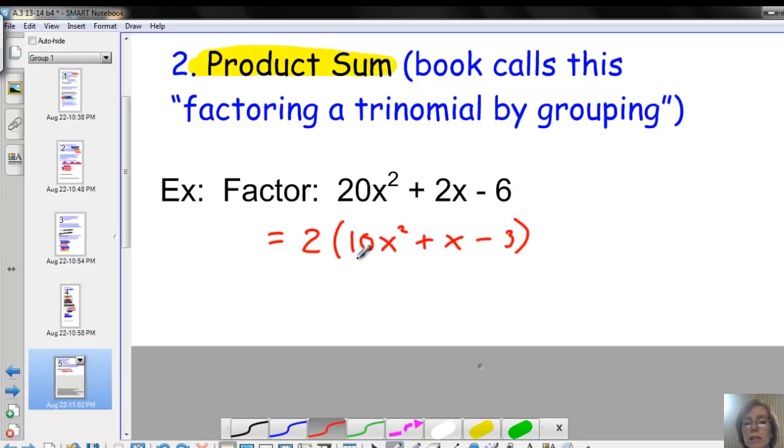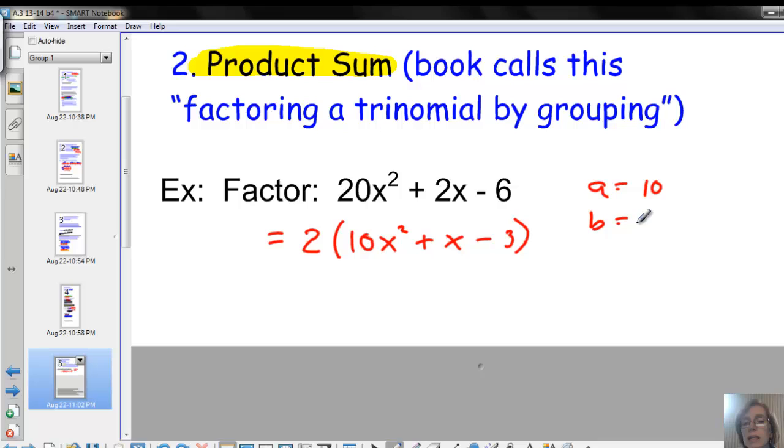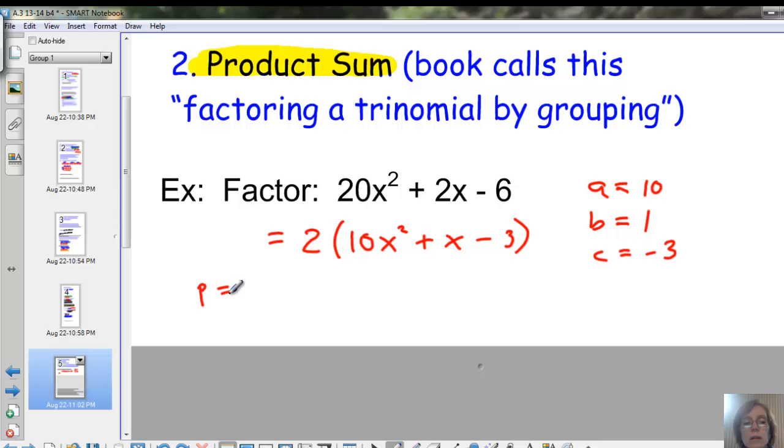Really, this is going to be your A. Let me identify this. A is going to be 10, B is 1, and C is -3. All right, and so what we want is the product, which is going to be the product of A and C. So that's going to be -30. And we want our sum to be the B value, which in this case is 1.